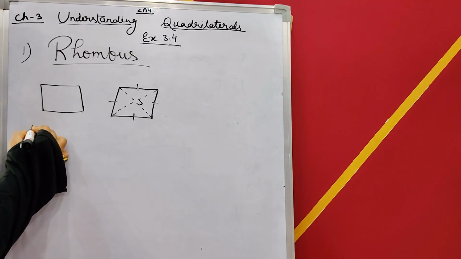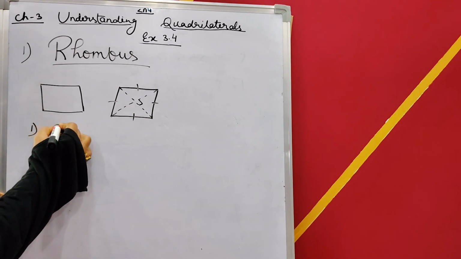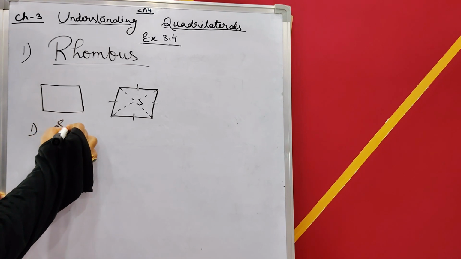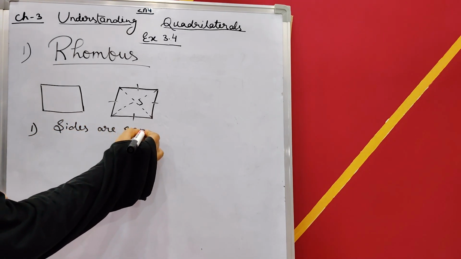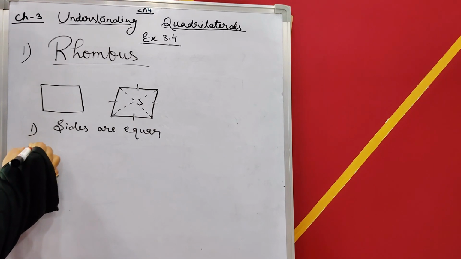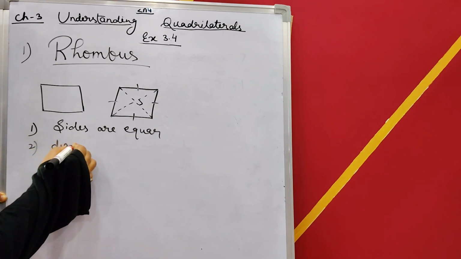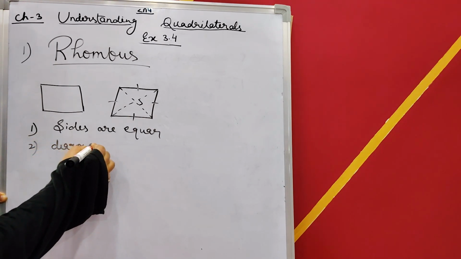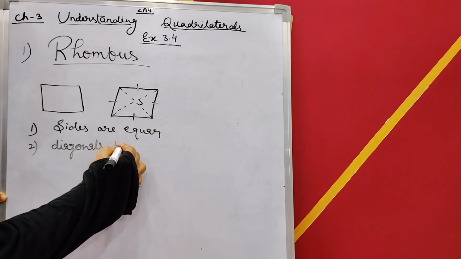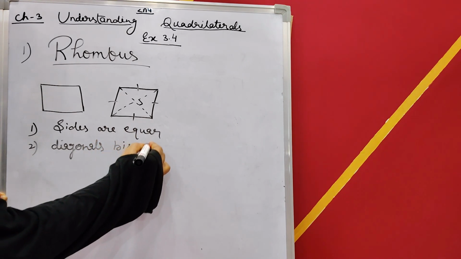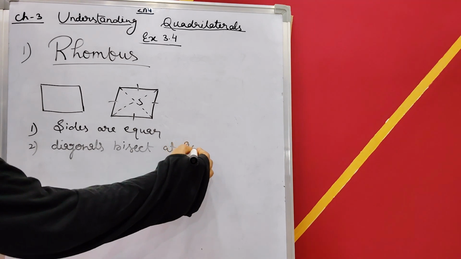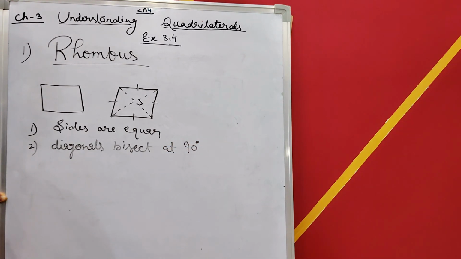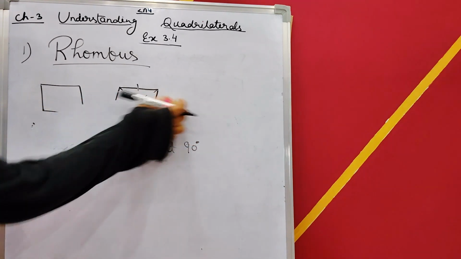Remember, only two properties you have to remember. All sides are equal, and diagonals bisect each other. Diagonals bisect at 90 degrees. Okay, you have to remember this one.